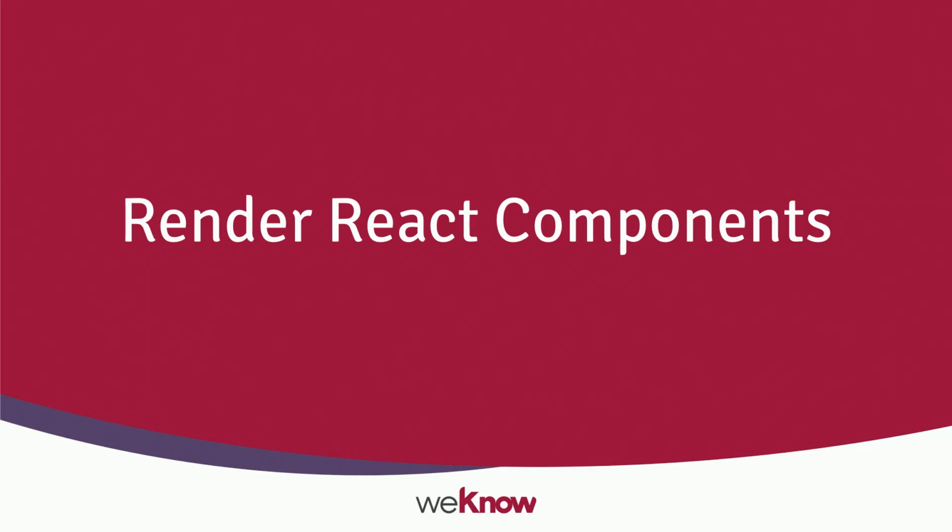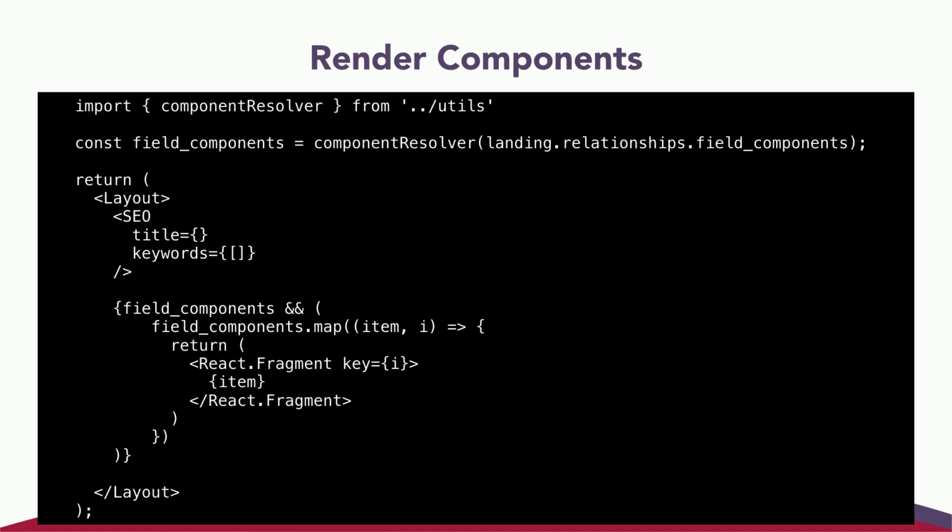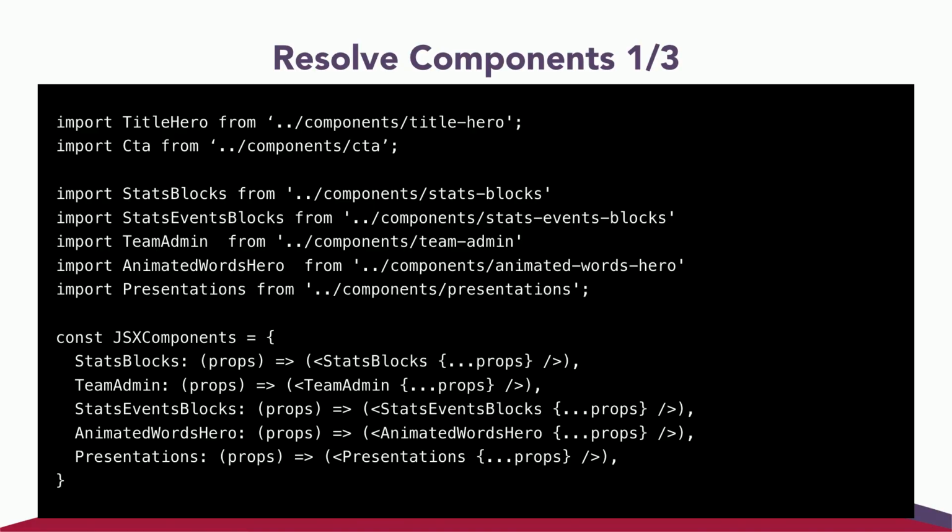And how do I render components? Well, we have something like this. It's as simple as this. We create this component resolver JavaScript function for preprocessing the paragraphs, and this function returns an array of React components. So again, field components is an array of React components, and I just iterate this and render each one of the items. It means this function takes care of resolving what is coming from my GraphQL query. And this function looks like this.